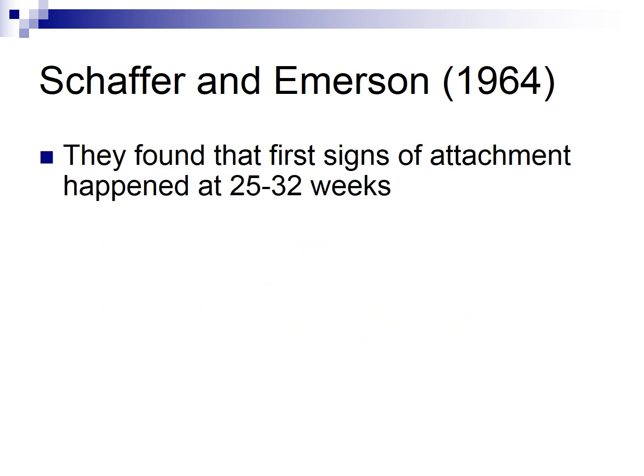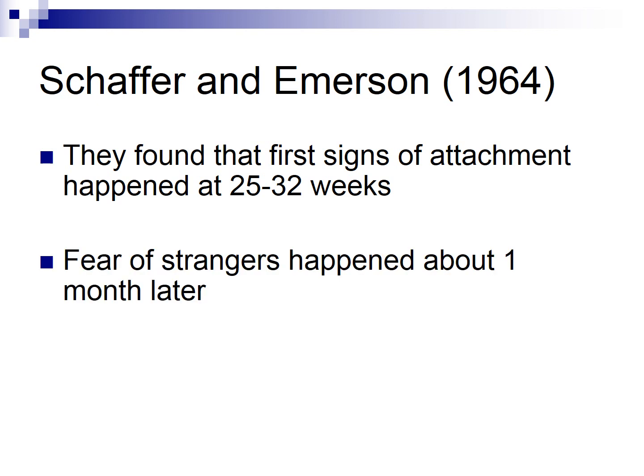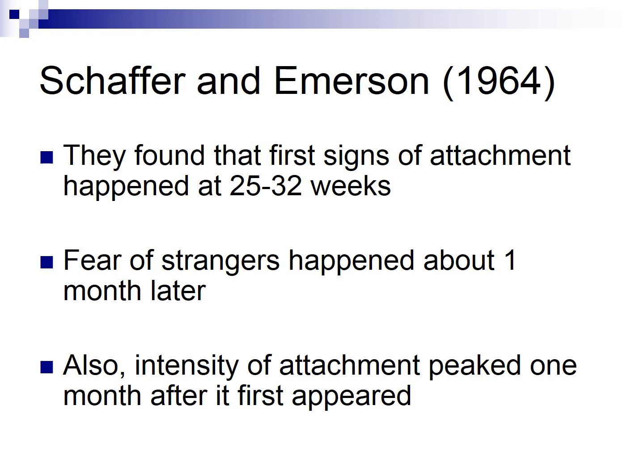they found that the first signs of attachment were happening at around 25 to 32 weeks, that they started showing the separation anxiety, the stranger anxiety. And fear of strangers happened about a month later. So these are very, very closely linked in terms of development of attachment. And the intensity of attachment peaked 1 month after it first appeared. So this is the same time as the fear of strangers happening. So you become very intensely attached to the caregivers, and they're also afraid of strangers at that point too.